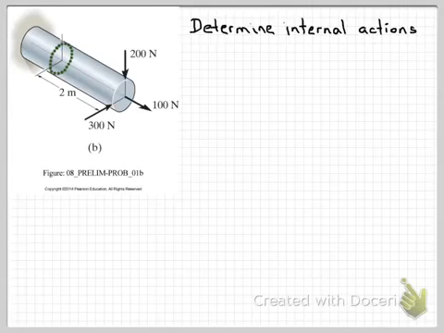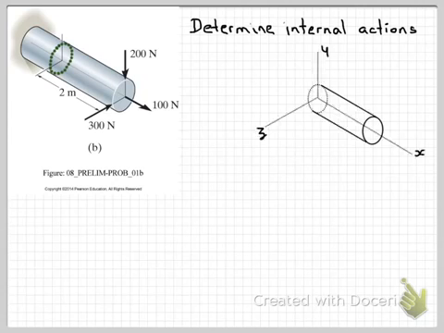So the first step in determining the internal actions is to take an imaginary cut through the section where we want to know those internal actions. So over here I've now drawn the structural member, but only from this point forward. From that section forward, we start to look at equilibrium. So we put on our applied loads at the end, and then at our internal section here we must have internal actions that keep these external loads in equilibrium.